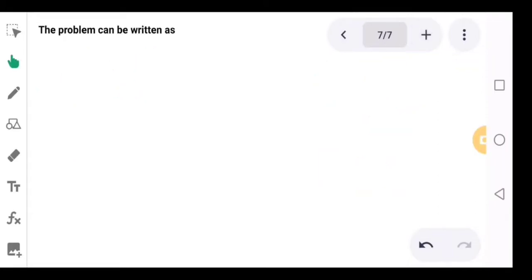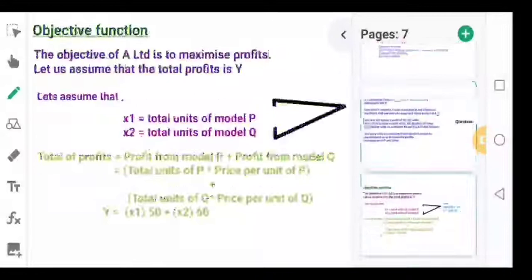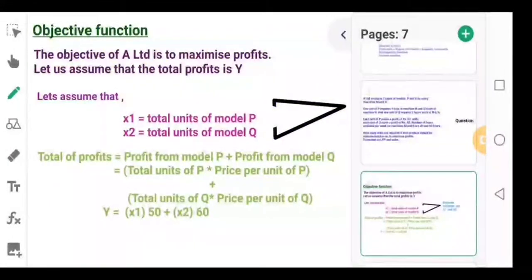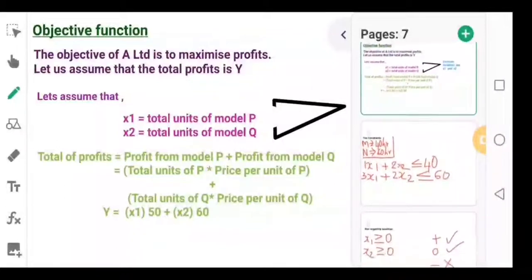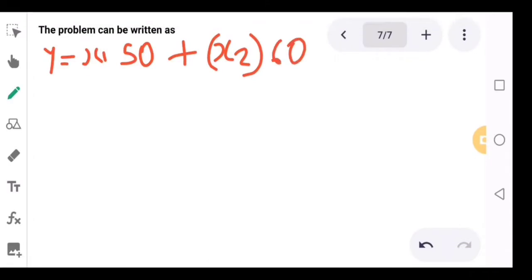Now the problem can be written as follows. Now we solve the entire problem. Let us just write it down. The first thing which we did was this: Y is equal to your profit. Y is equal to x1 into 50 plus x2 into 60, subject to certain restrictions, constraints, whatever you want to call it.